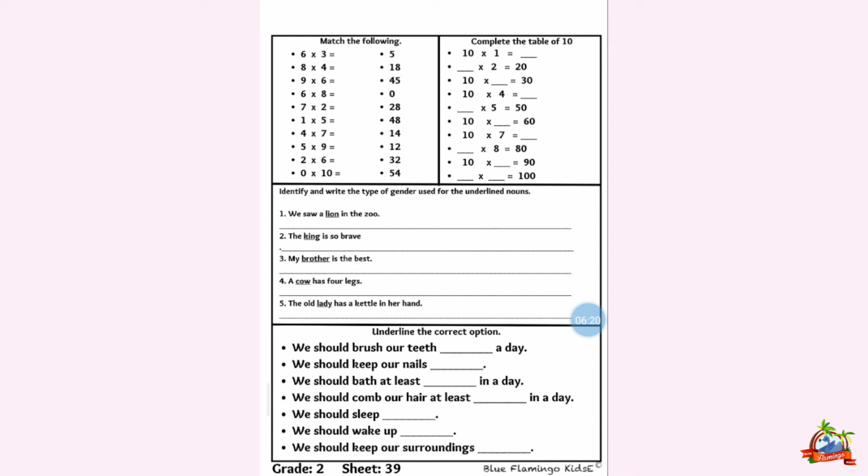So this was all about maths. We have read tables from 6 to 9, and 10 we have already done before. Now, see the next section of this sheet.